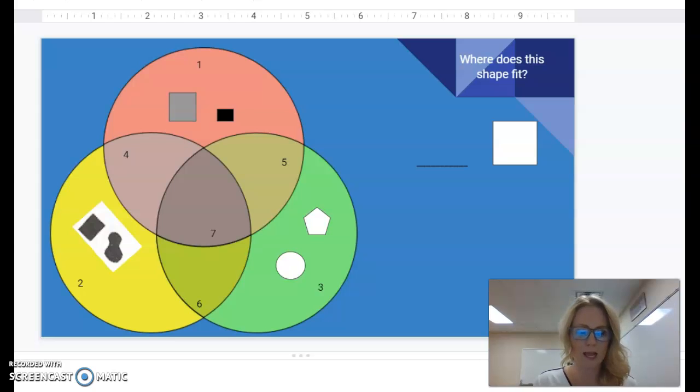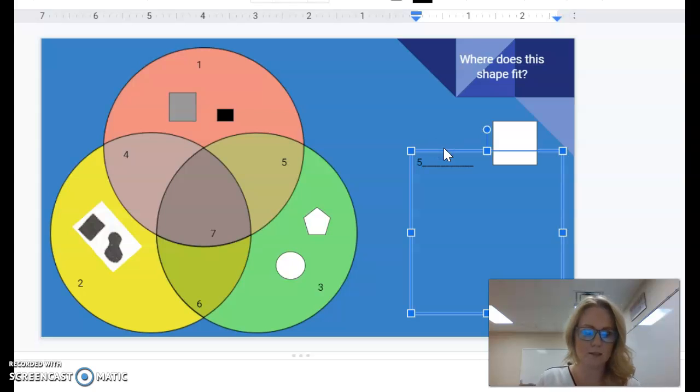On this example slide, I see a white square. Look at my graph. I see the white shapes in 3 and squares in 1. To place this one, I need to find a spot that would represent both square and white shape. As you notice, there is a space where the two overlap, labeled 5. This is where I would place my white square. So I will write the number 5 on the line next to the white square.